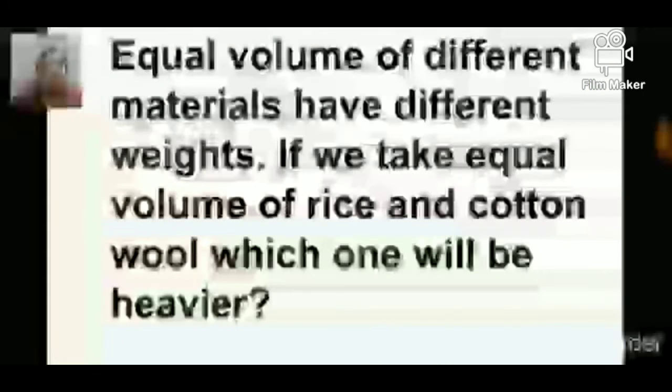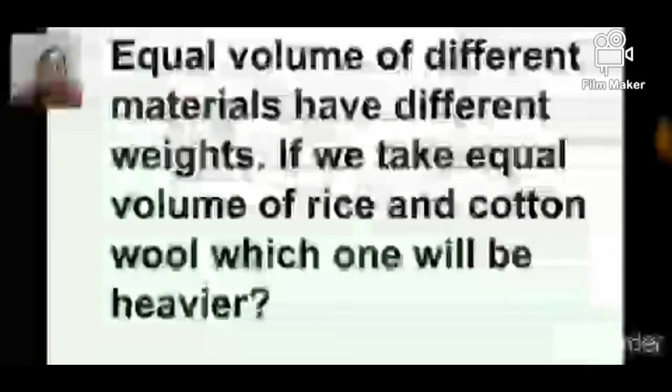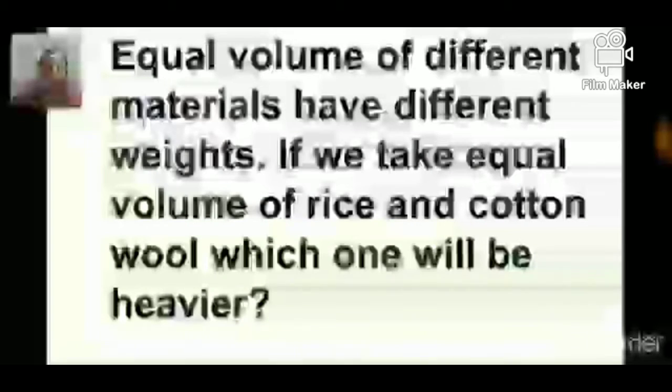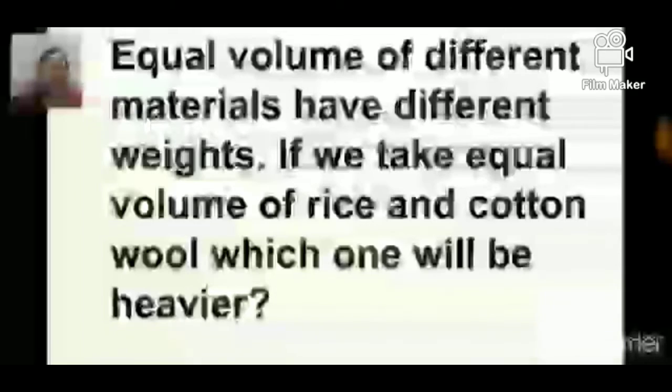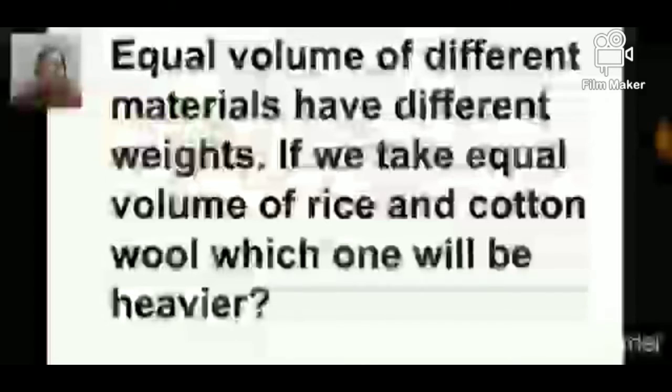The weight of both is the same, but cotton takes up more space. So different materials of the same weight may have different volume. Equal volume of different materials have different weights. If we take equal volume of rice and cotton wool, which one will be heavier? Can you tell me? Of course, rice will be heavier.